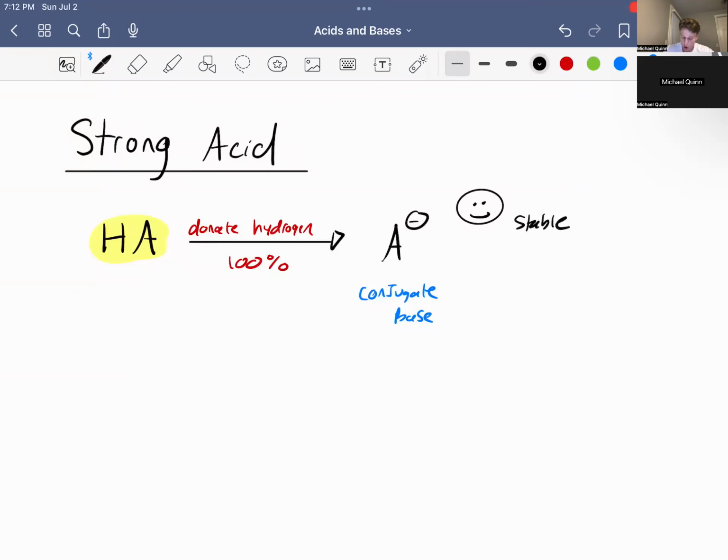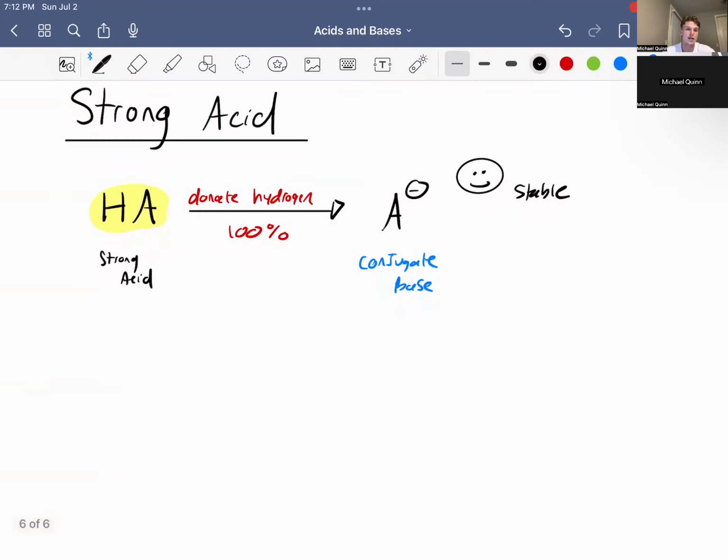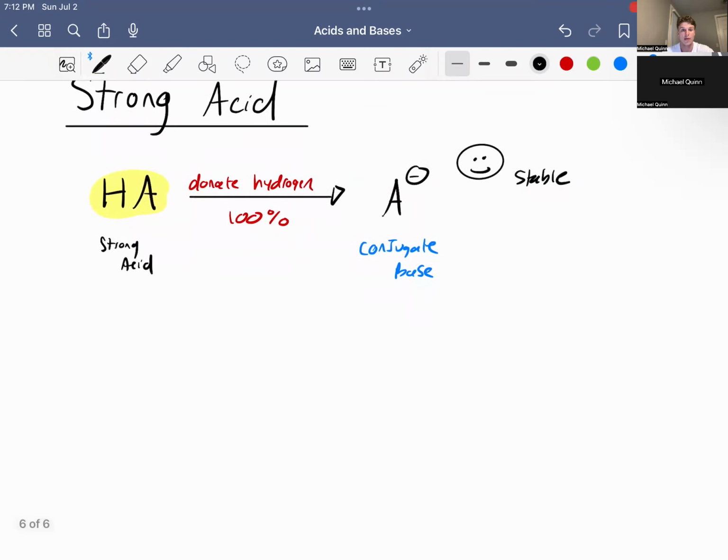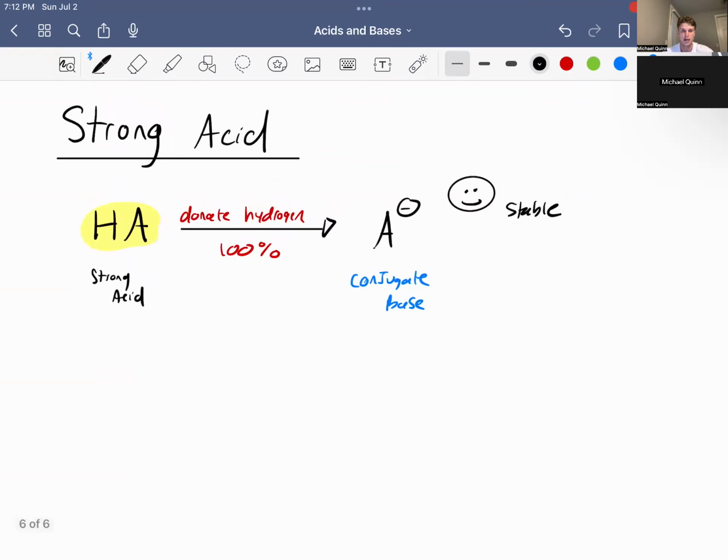So if you are the strong acid, you are thinking, I really want to donate my hydrogen because I know once I donate my hydrogen, my conjugate base that will be left over is very stable and happy. So I want to do something that is going to make me stable. So this strong acid will donate that hydrogen 100% of the time, I should say, so that it can reach its stable conjugate base. So that is why it proceeds with 100% yield.